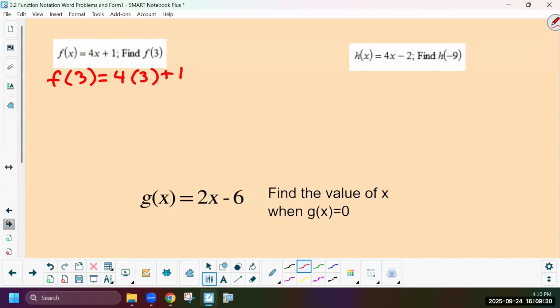The f of 3 that's on the left-hand side will just come down. That is just the name of the function. Right? It's the function when x is 3. The right side, I'm going to go ahead and solve. 4 times 3 is 12. 12 plus 1 is 13. So therefore, f of 3 equals 13. Okay, see if you can go ahead and pause and try the second one on your own.